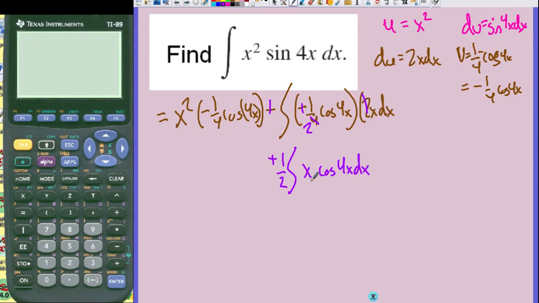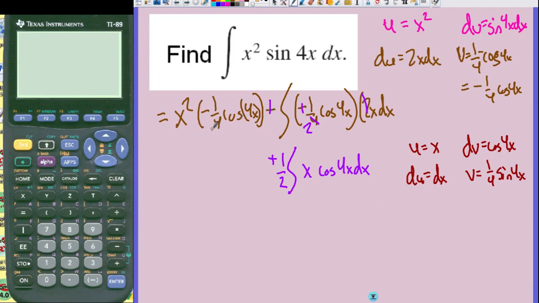Now, here's the thing. You can't do that as is right there, but guess what? You get to do u-v substitution again. Woohoo! Yay! So my u, in this case, is going to be my x, and dv is going to be cosine of 4x dx. One thing to note here is your du: notice this term kind of goes away. It's just a dx for the du. That's the goal here. And your v is going to be positive 1/4 sine of 4x.